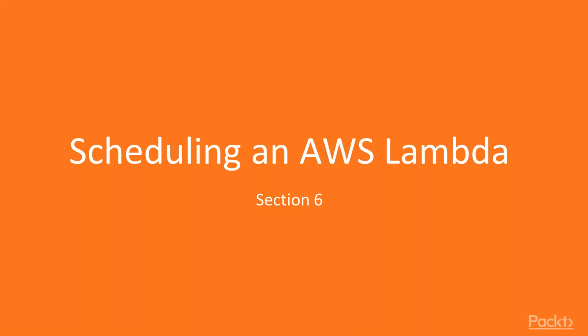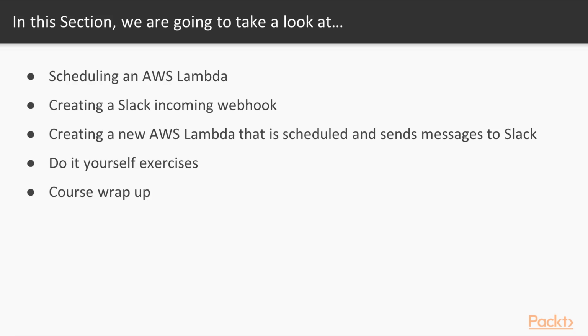Welcome to section 6 of this course, Scheduling and AWS Lambda. In this section, you will learn how to schedule AWS Lambda to execute periodically at some given time. Also, you will learn how to create an incoming webhook in the Slack application that we created many videos ago, so messages can arrive in Slack without the user triggering them.